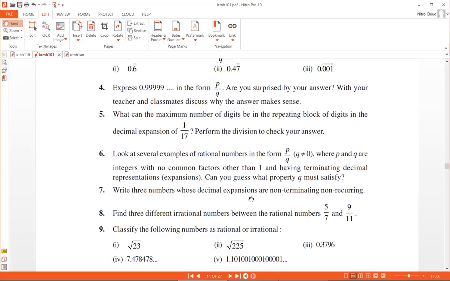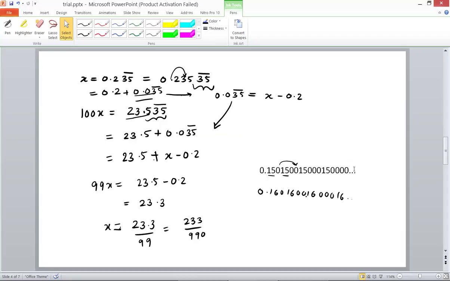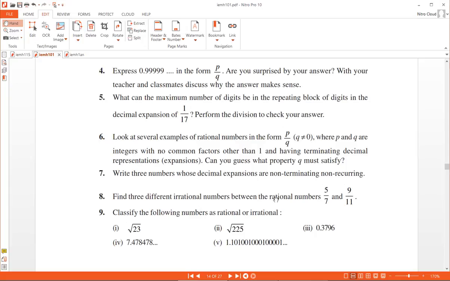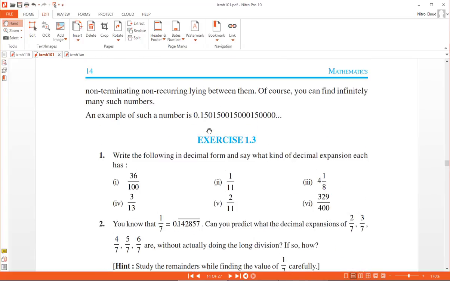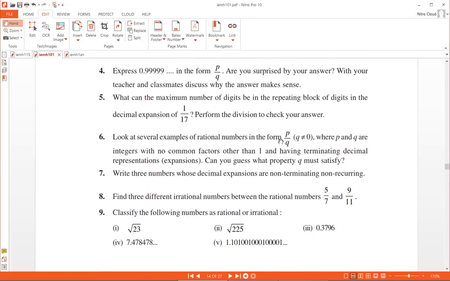Write 3 numbers whose decimal expansions are non-terminating, non-recurring. So you could take any examples like this and write them down. All will be correct. Find 3 different irrational numbers between these. So what do you do? You will expand them. You will write them in their recurring forms. And then you will just find out any one decimal like this. And you will just keep repeating the pattern of adding 2 zeros after the number, then again 3 zeros after the number, and so on.